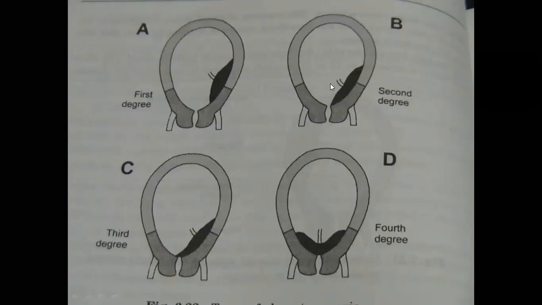In the second degree, the placenta is in the lower uterine segment like the first. It is at the margin of the internal os. It does not occlude or block the os opening, but it is at the margin. This is the second degree of placenta previa.